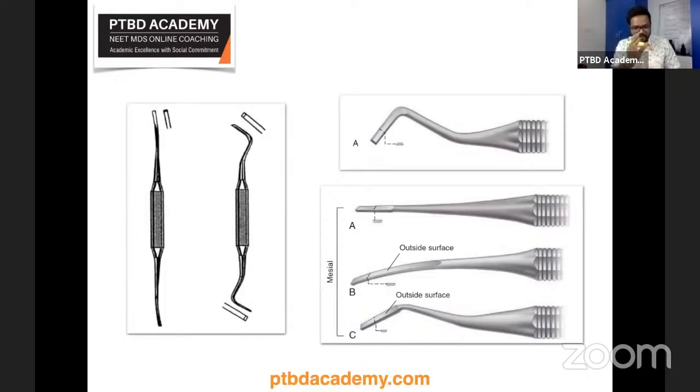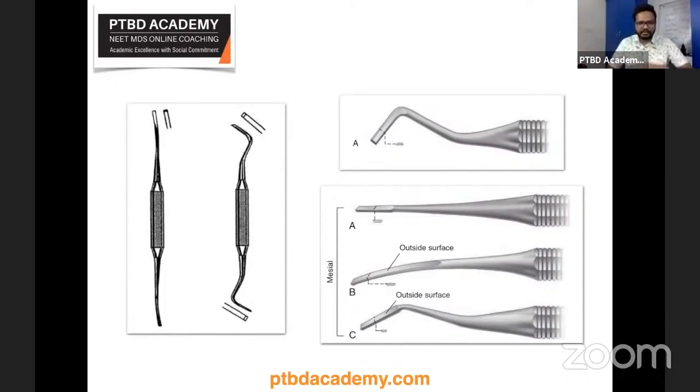Wedelstaedt chisel and binangle chisel, right? So the same are represented in the bottom right illustration as well. Chisels are intended primarily for cutting enamel and may be grouped as straight, slightly curved, or binangle. If you observe the bottom right illustration, A represents the straight chisel, B represents the slightly curved Wedelstaedt chisel, and C represents the binangle chisel, as simple as that.